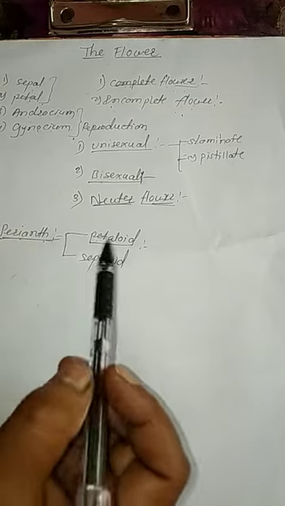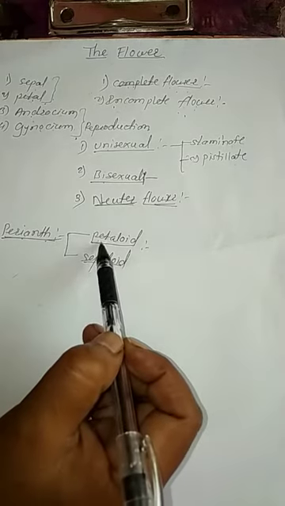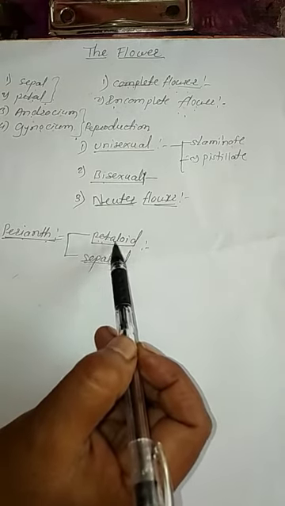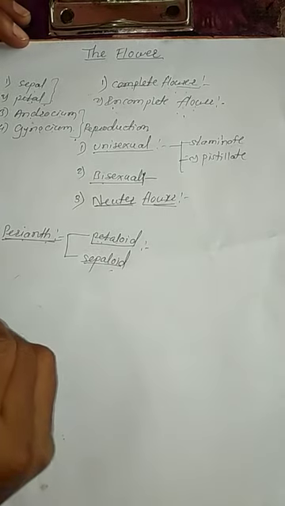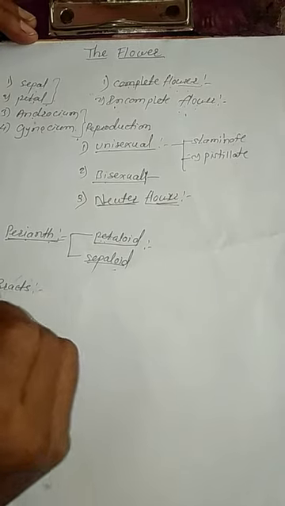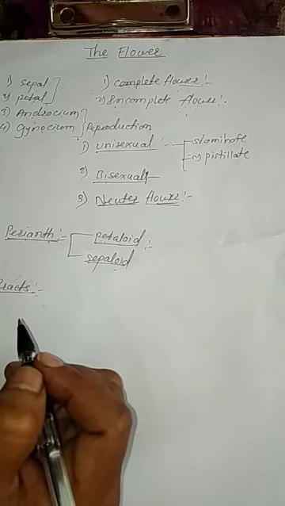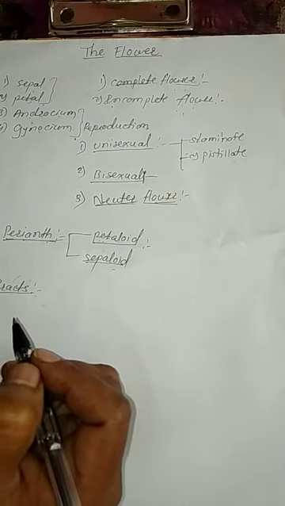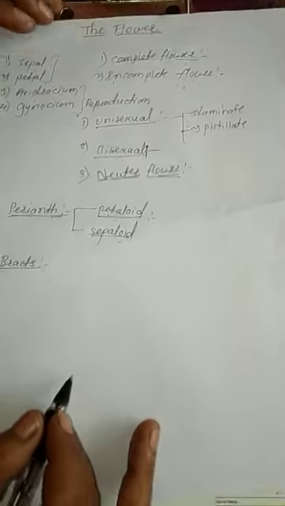If the perianth is green in color, this is called the sepaloid. And if the perianth is colorful, this is called the petaloid. Understood? Next important definition is the bract. See student, bract means what? The sepals are colorful and large structures like a petal.